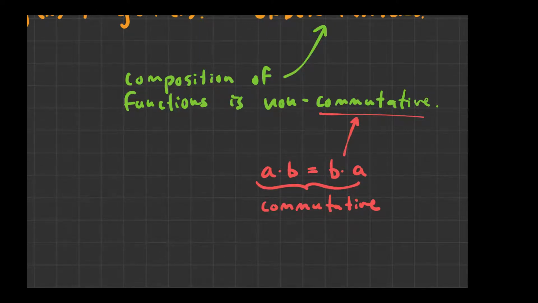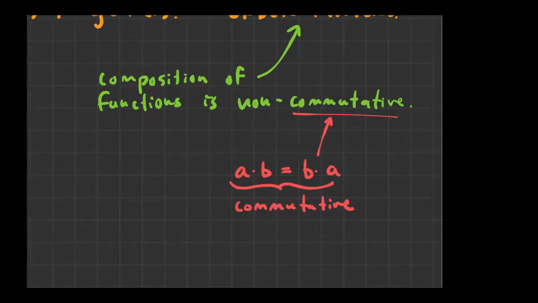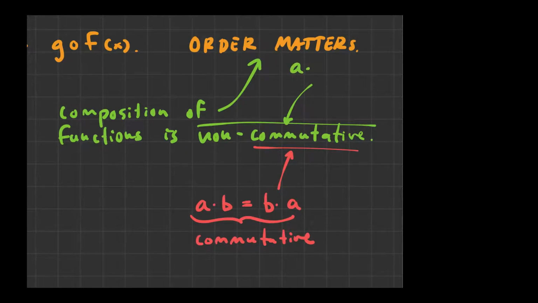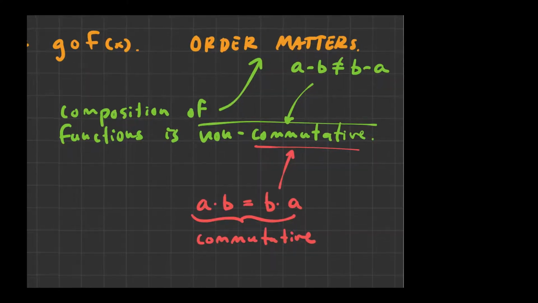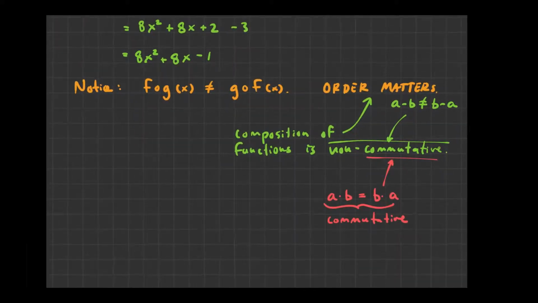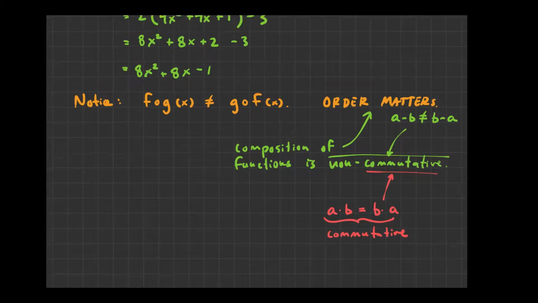Another example of a non-commutative action would be subtraction, right? A minus B is not equal to B minus A. It matters which one you do first, right? Like 6 minus 7 is negative 1. 7 minus 6 is positive 1. So yeah, we are familiar with some non-commutative actions. This is another non-commutative action. So there's one example for you.